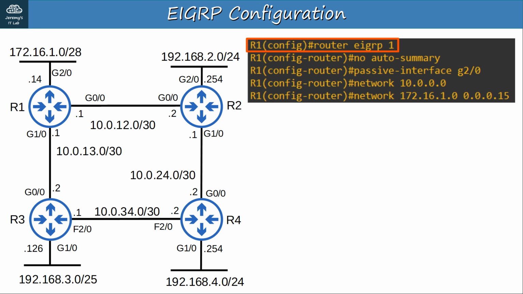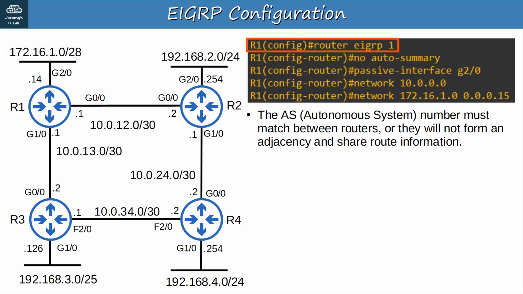Router EIGRP followed by an AS, Autonomous System Number. I used 1. The AS number must match between routers, or they will not form an adjacency and share route information. I already configured the same AS number of 1 on R2, 3, and 4, so I had to configure the same here on R1. Next, I disabled auto summary. It functions the same as in RIP.